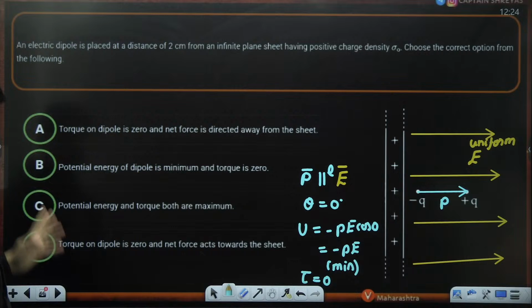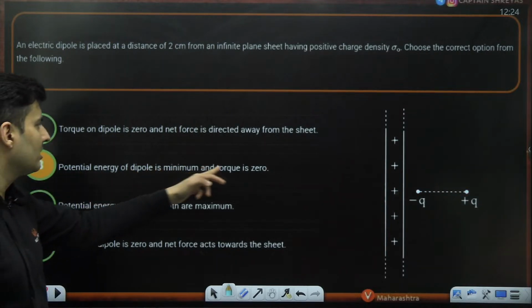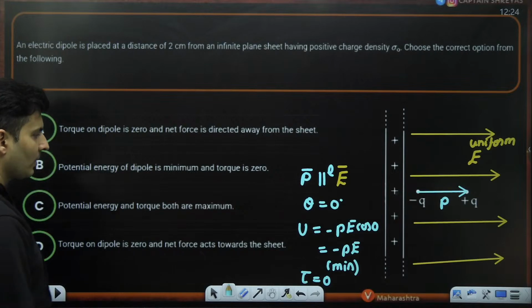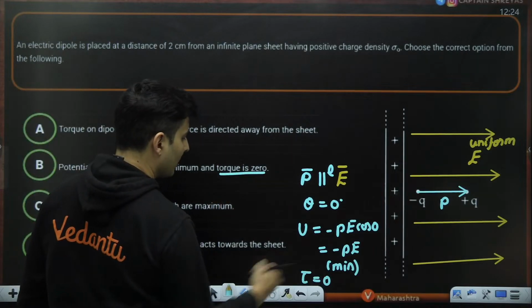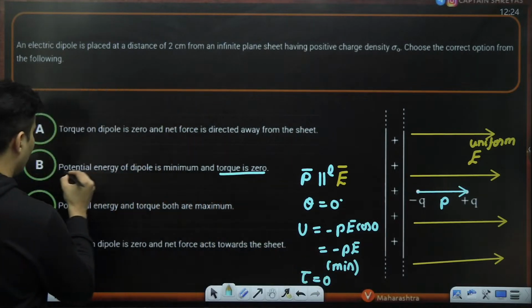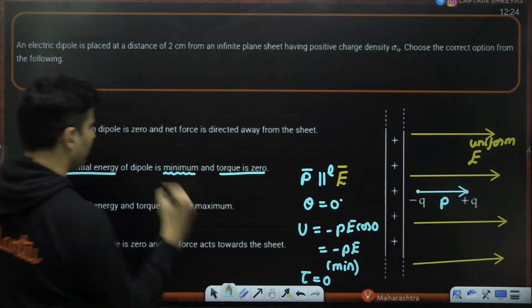Torque is 0 and net force is not away. Potential energy and torque are maximum. No, it will be option B, I believe. Potential energy is minimum and torque is 0. Perfect. Yes, the torque is 0 as you can see, and potential energy is minimum. Perfect.